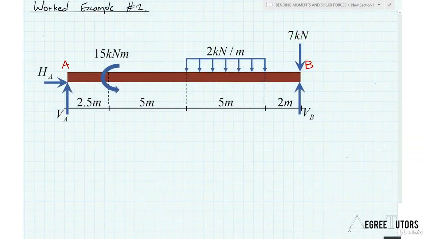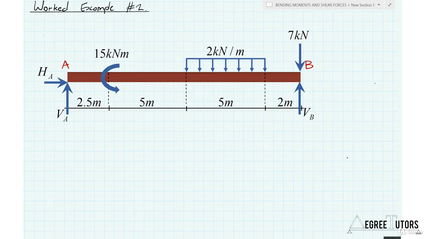Okay, this second example is fairly similar to the first example. The differences here are that we have an externally applied bending moment of 15 kilonewton meters, and we have a uniformly distributed load, or a UDL. That is a load that has a constant intensity over a particular length. So again, we want to work out what the three unknown reactions are.